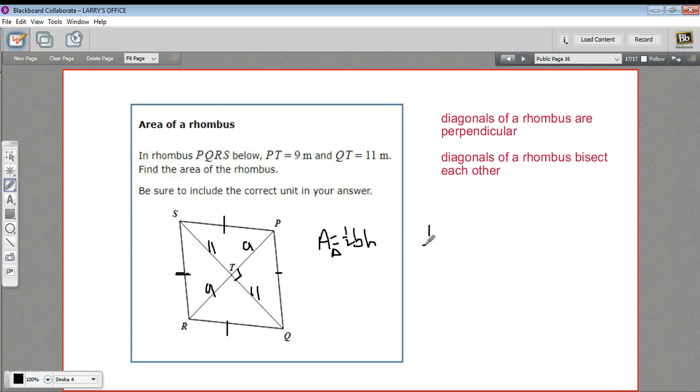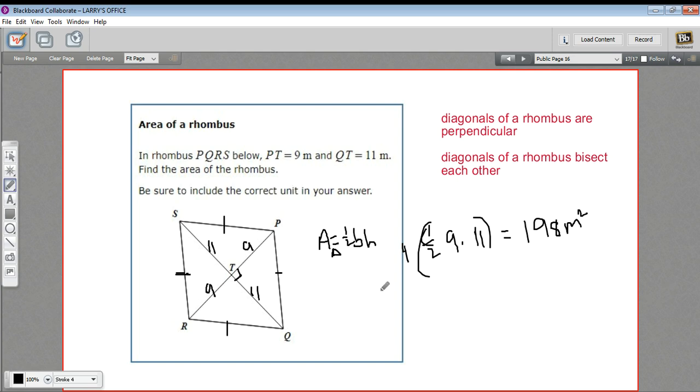So we could say 1/2 of 9 times 11, but then we'd be multiplying that by 4. So that would be really 4 times 1/2 is 2. So 2 times 9 times 11, that's 2 times 99. That's going to be 198. And then we're in meters, so square meters. So that's how to think about the area of a rhombus in terms of these four triangles that the diagonals split it up into.